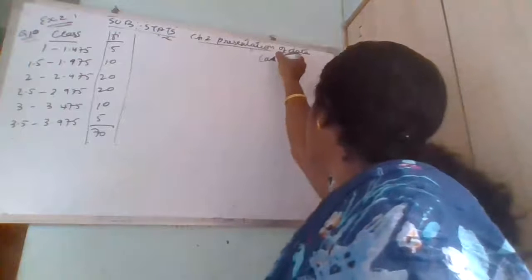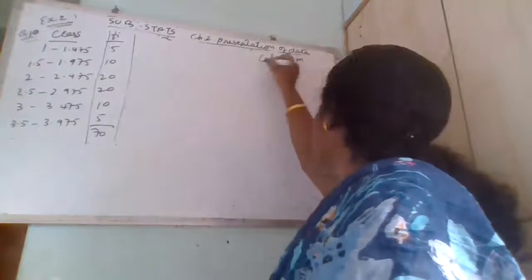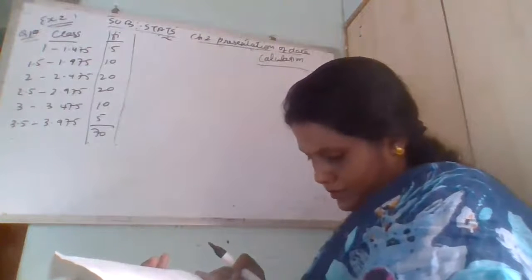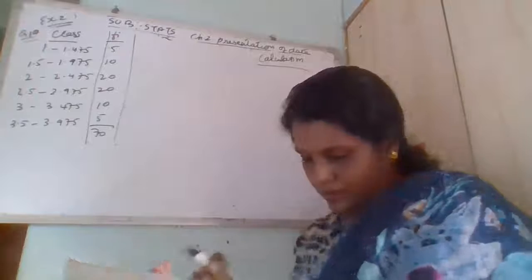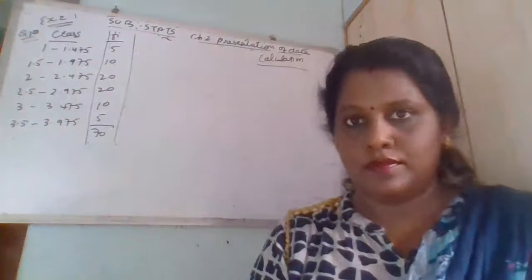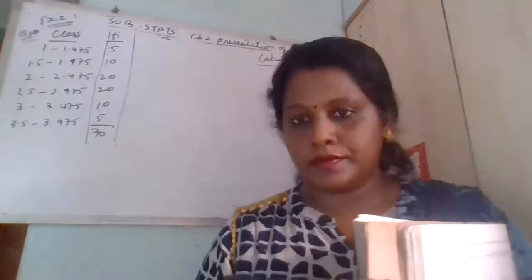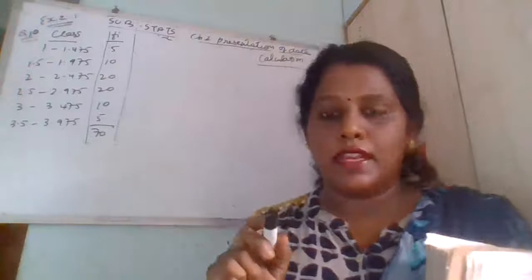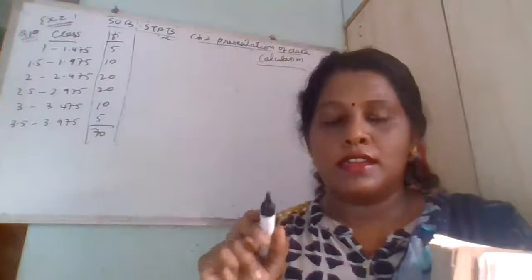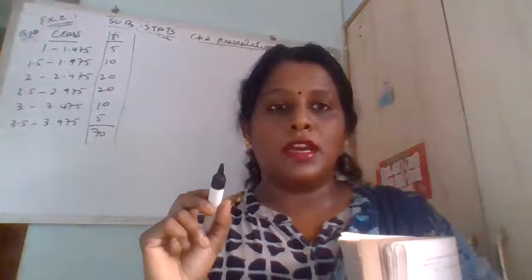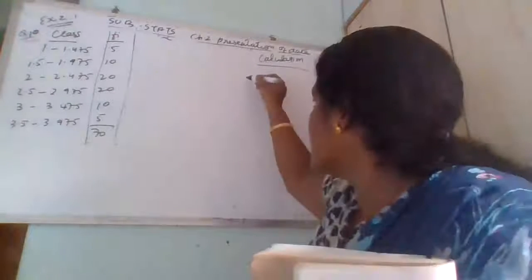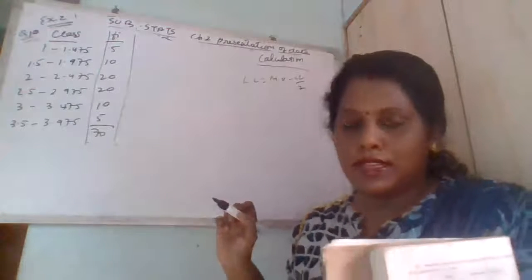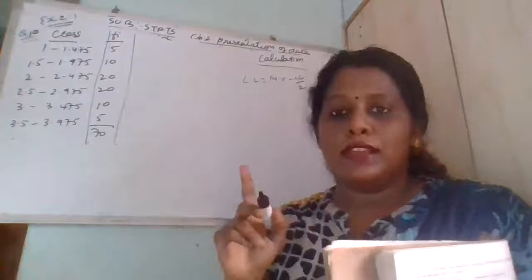So class length is given and frequency is given, and you have to find your boundary points. For finding the boundary points, what is the lower limit? Mid value minus class length upon 2. This is the formula of lower limit. So for that you should have your mid value and class length.